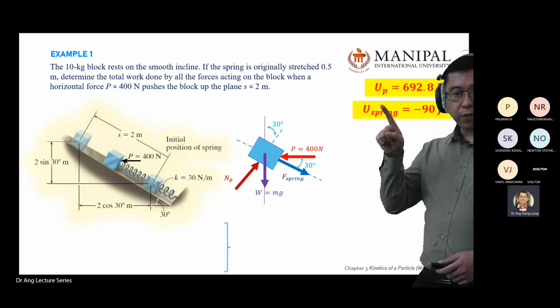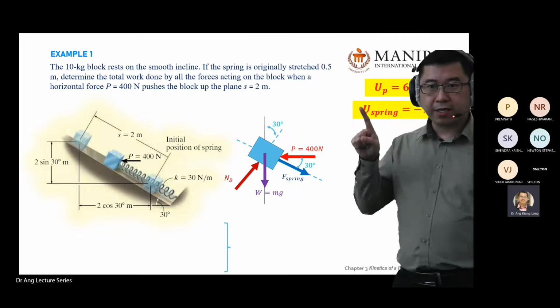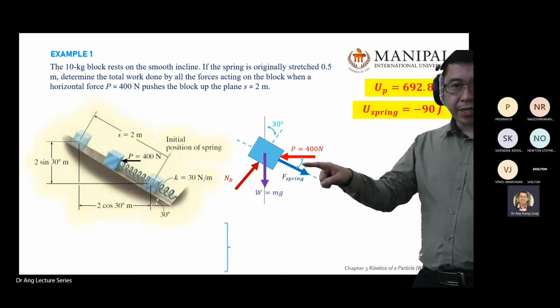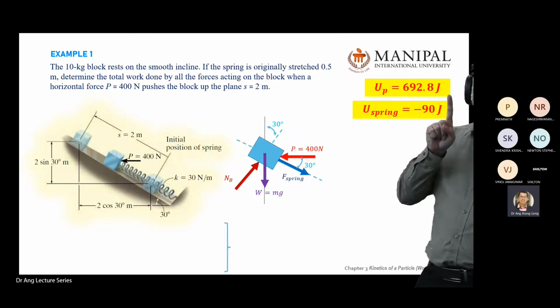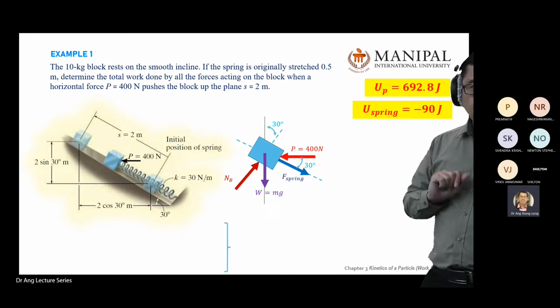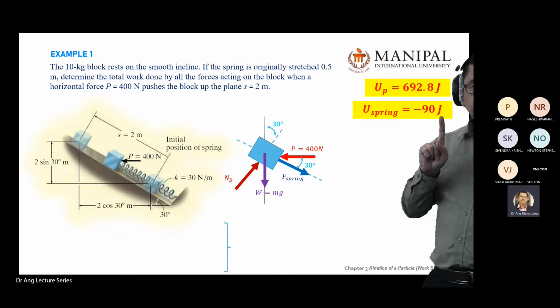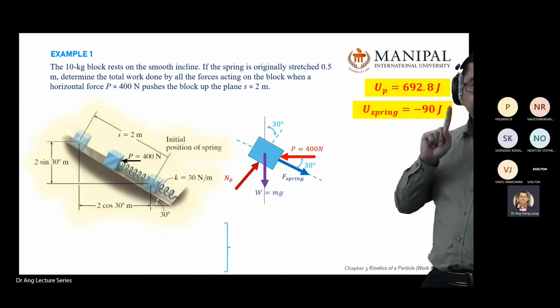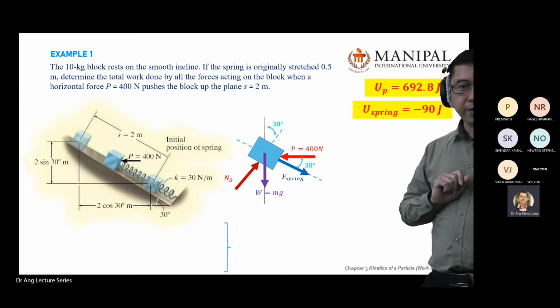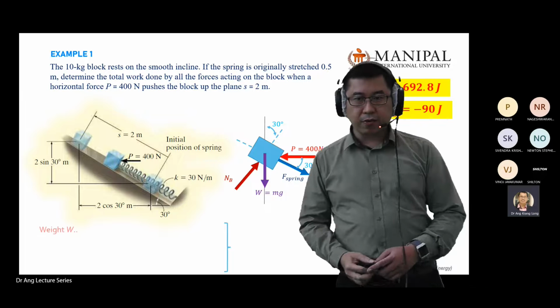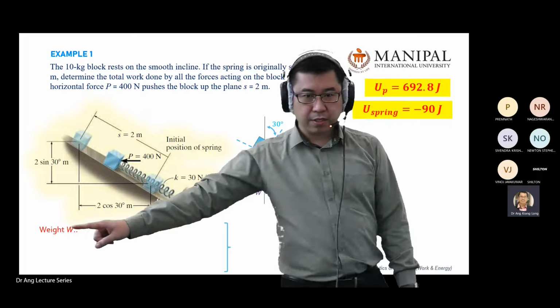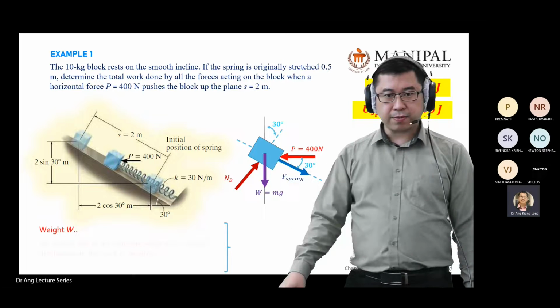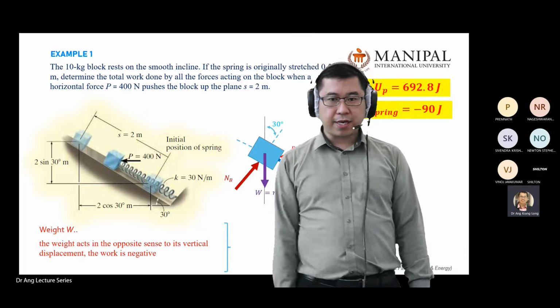We have two works already, by P and by the spring, both in joule. Both in joule unit, or capital J, or you can write in newton meter also, correct. Next, we look at gravity. Weight going down.